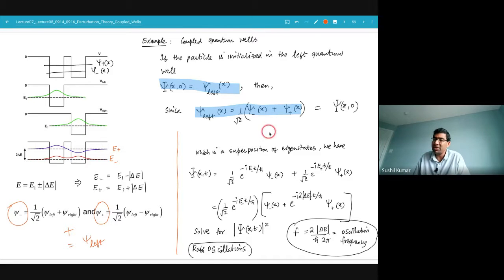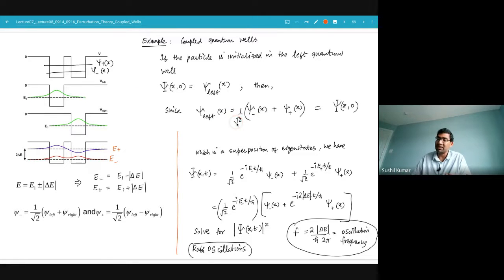So basically you are initializing your wave function in a sum of two stationary states. Does that make sense? When you put the electron in the left well, it's essentially saying that you are initializing in a sum of these two stationary states of this problem. And after that, it's a mathematically simple problem to solve.